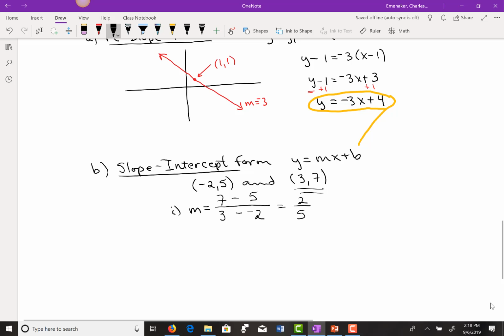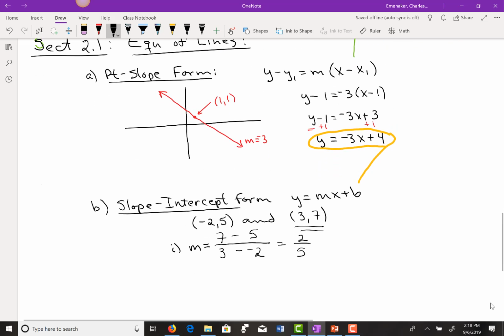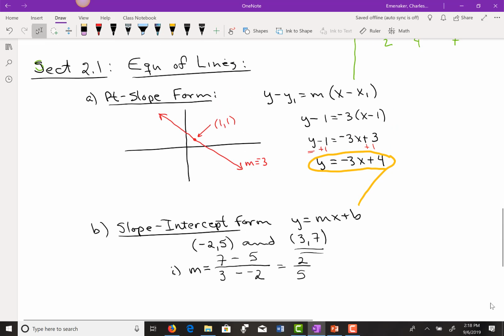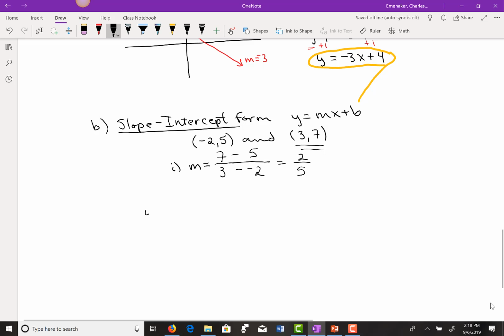5. Now, we want to come up with an equation in slope-intercept form because that's easier to work with in the long run. That means we want y equals mx plus b, but we don't know what the y-intercept is. There are 2 ways to get it. One, we could go back up to the point-slope form, plug it in, and then end up with slope-intercept form. So one way would be y minus 7 equals 2/5 times x minus 3, and then simplify.